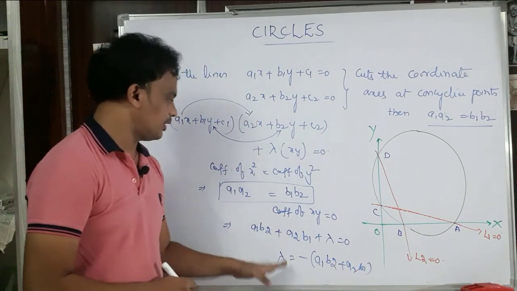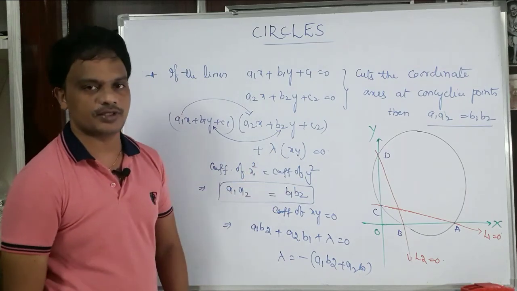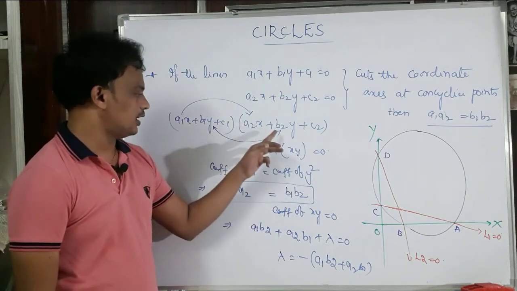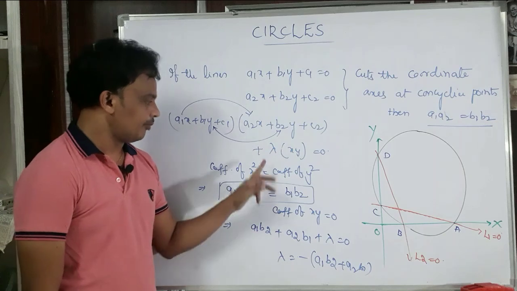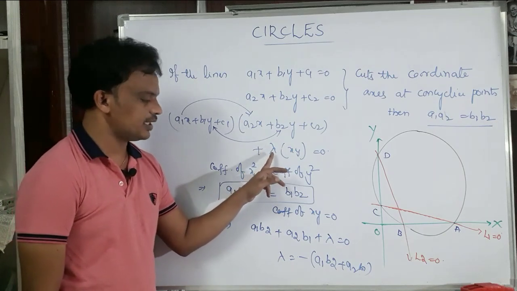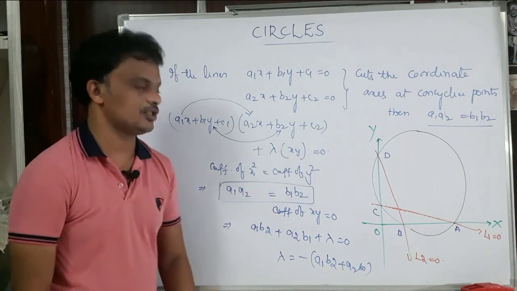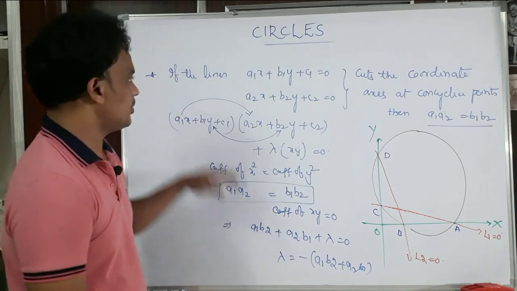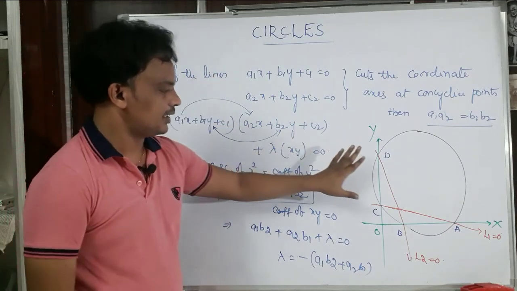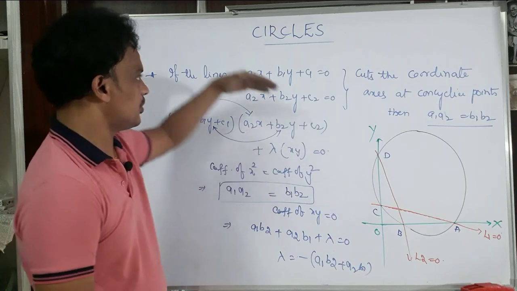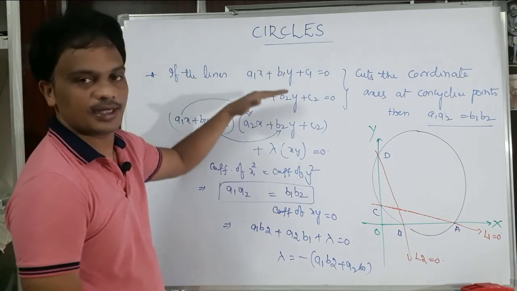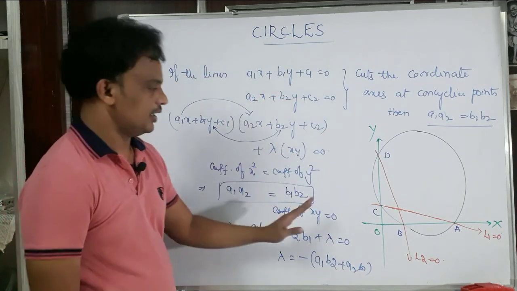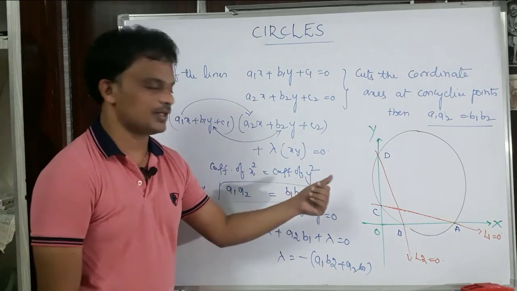So, after getting the lambda value and substituting here, we will get the equation of the circle, which is L1 into L2 plus minus of (a1 b2 plus a2 b1) of xy equals 0. Okay. So, that is about the equation of the circle which is passing through the points of intersection of L1 equals 0 and L2 equals 0. Okay, right. So, a very important concept. Come on students, make a note.